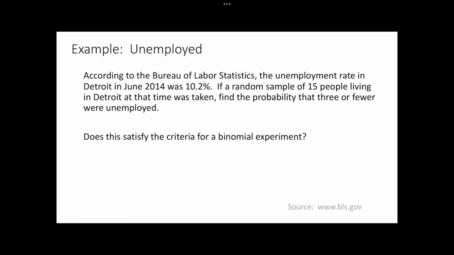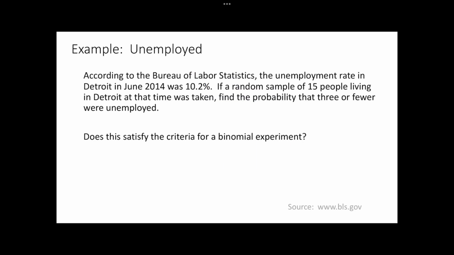Let's look at another example. According to the Bureau of Labor Statistics, the unemployment rate in Detroit in June 2014 was 10.2%. If a random sample of 15 people living in Detroit at that time was taken, find the probability that 3 or fewer were unemployed. So first of all, does this satisfy the criteria for a binomial experiment?